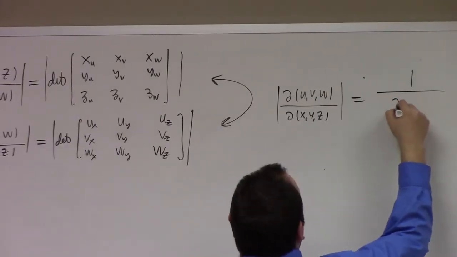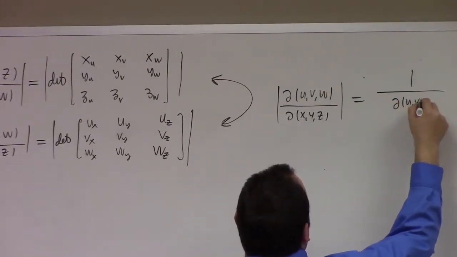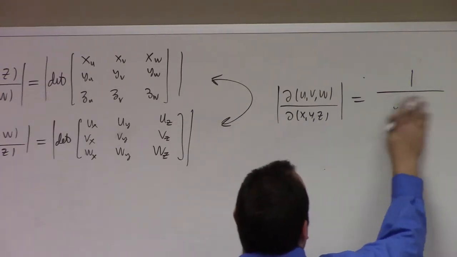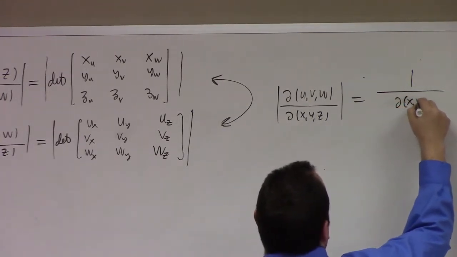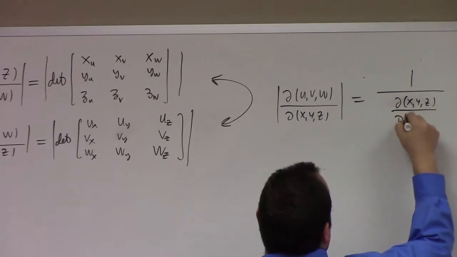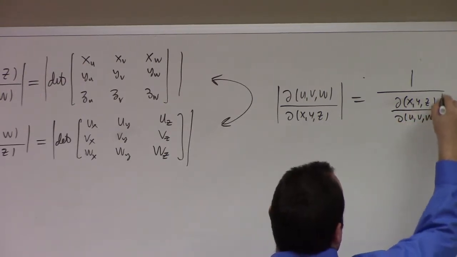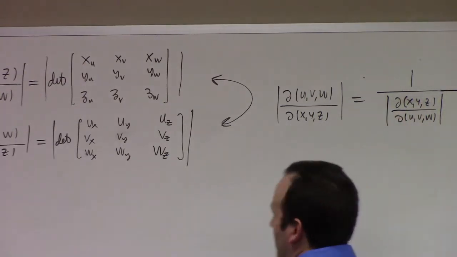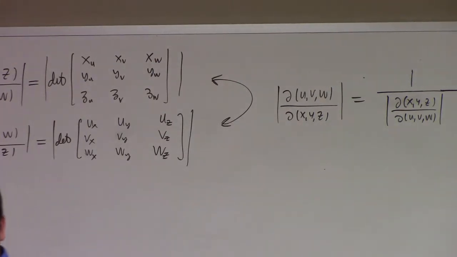It's really this: one over the other. This follows from the chain rule of multivariate calculus. I mean, we could prove this in advanced calculus or something, but that is in fact true. So, an application of this formula.